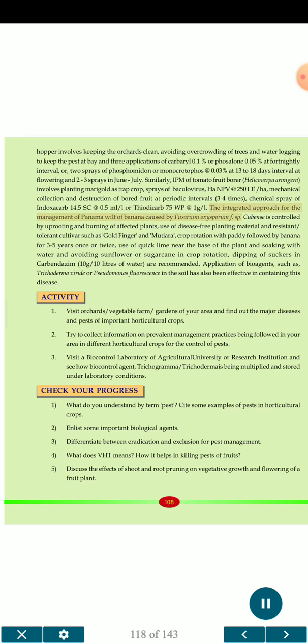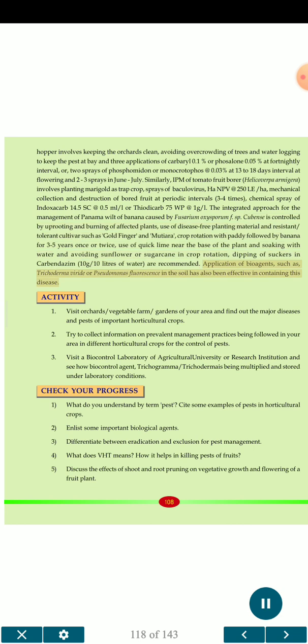The integrated approach for the management of Panama wilt of banana caused by Fusarium oxysporum f. sp. cubense is controlled by uprooting and burning of affected plants, use of disease-free planting material and resistant, tolerant cultivars such as Goldfinger and Mutiara, crop rotation with paddy followed by banana for 3 to 5 years once or twice, use of quicklime near the base of the plant and soaking with water and avoiding sunflower or sugarcane in crop rotation, dipping of suckers in carbendazim, 10 grams in 10 liters of water are recommended.